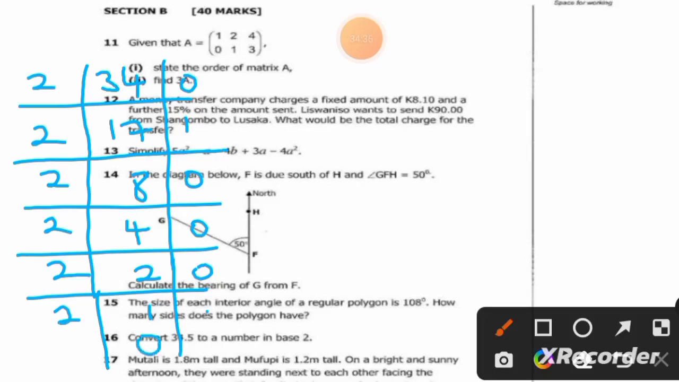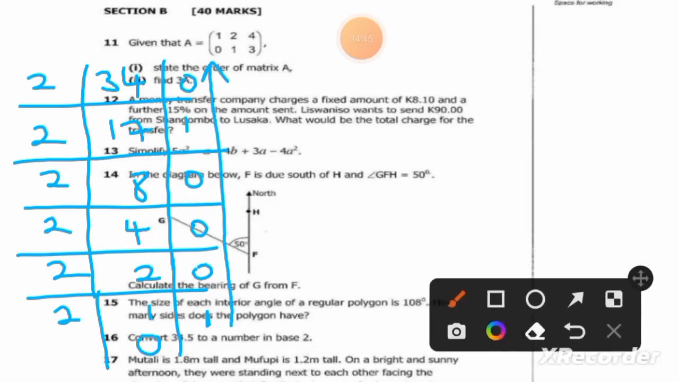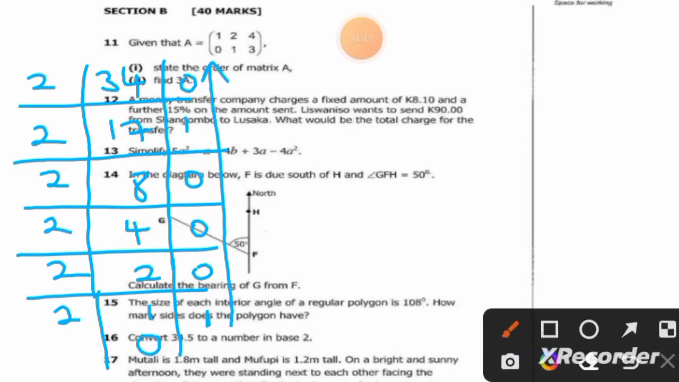0 remainder 1. So we are going to pick these remainders, and we are going to write them here starting from the bottom. So we have 1 0 0 0 1.